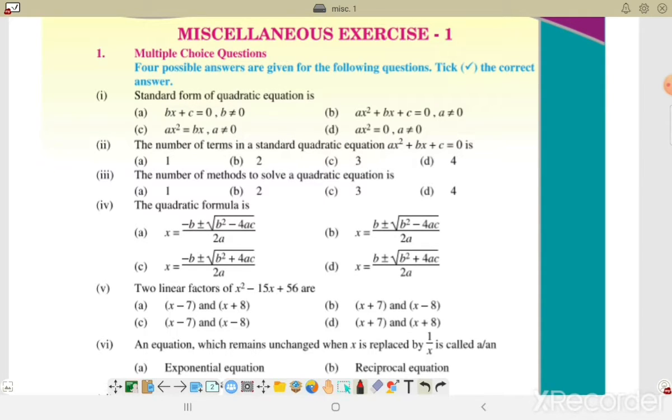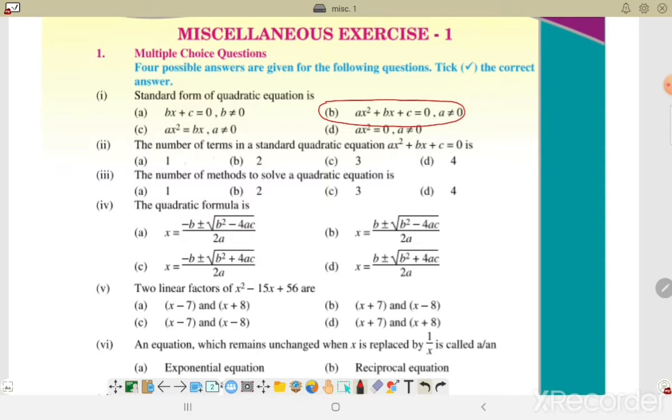We'll solve question number 1, which is multiple choice questions. So we have to select one answer. Instead of putting a tick, I'll just encircle it so that you can clearly see the answer. Let's start with the first MCQ. Standard form of quadratic equation is ax squared plus bx plus c equals 0. So B is the correct option, right? So we'll just encircle it.